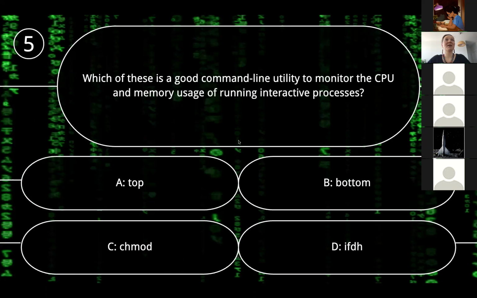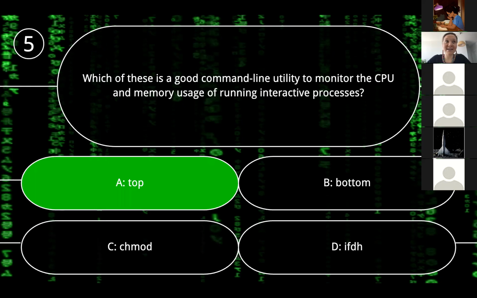Question number 5. Which of these is a good command line utility to monitor the CPU and memory usage of running interactive processes? And here the correct answer is answer A. Tom, do you want to talk a bit on top? Right. So top is mostly there to sort things by the top usage.